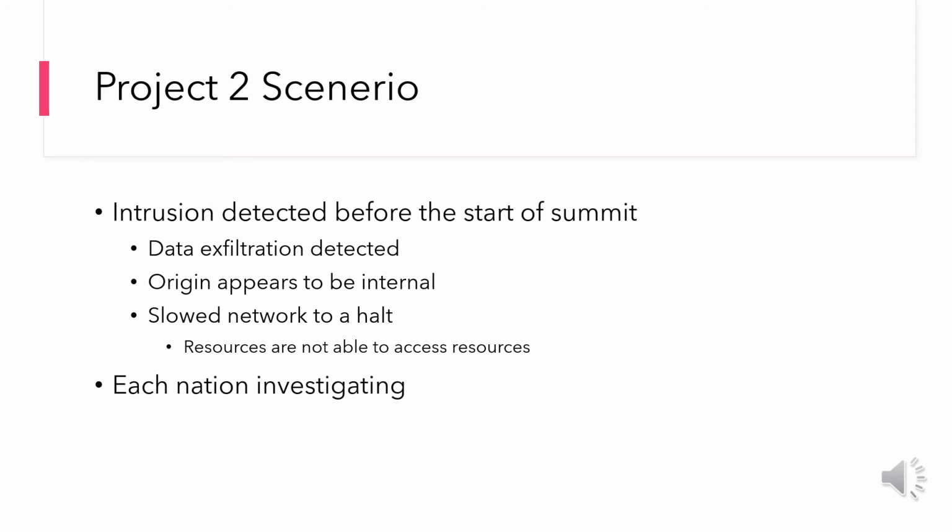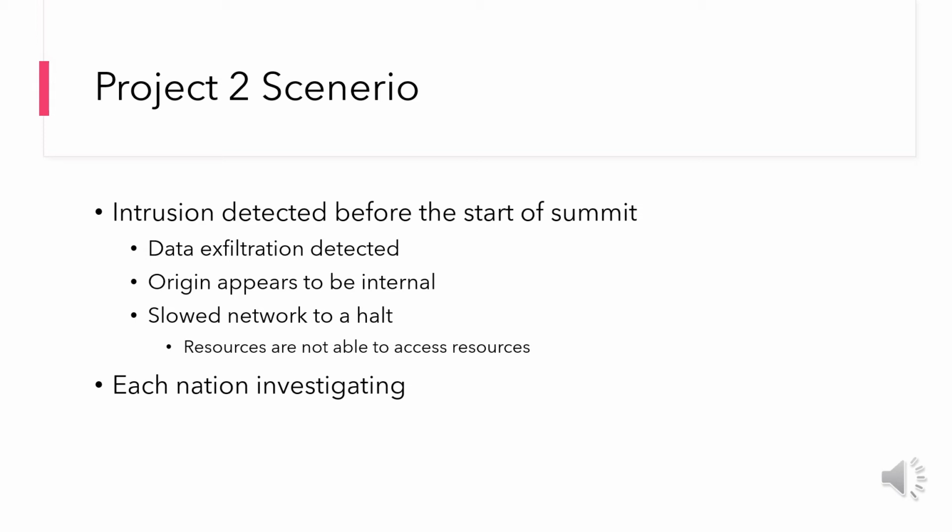Hours before the summit was to begin, the intrusion detection system detected data exfiltration. It is likely that this pattern of network traffic could also result in buffer overflows and other attacks such as denial of service. Each nation's server is at risk. The point of origin appears to be internal. Someone at the summit appears to be responsible for this.